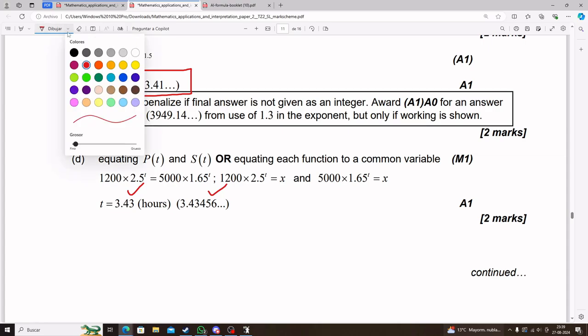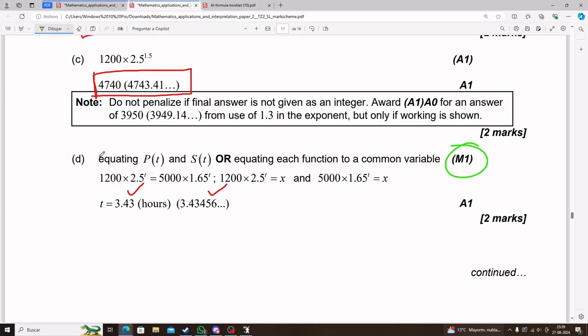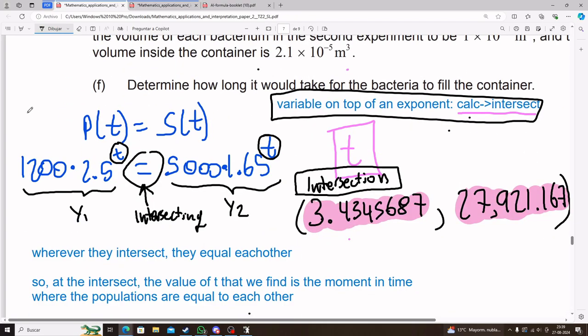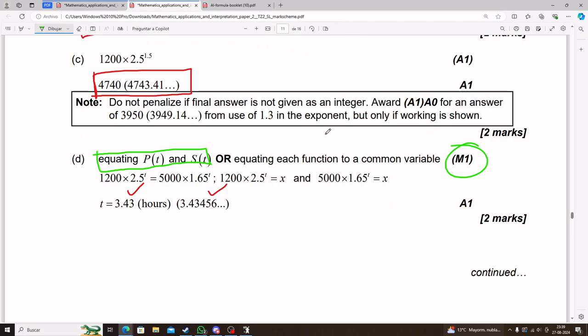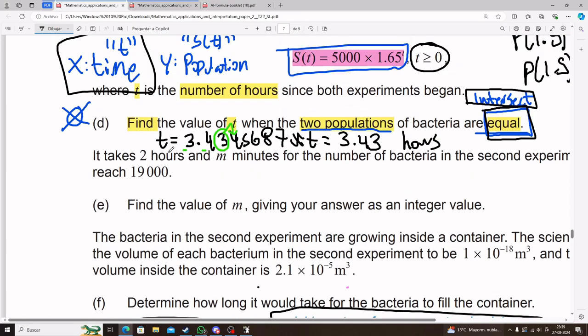All right, so notice for the method point, all you have to do is equate P and S of t, see, which is literally what we did right here. And then how to solve it, well, it kind of leaves it up to you. And calc intersect for me is the friendliest. All right, so I hope it helped. That would be for part D.